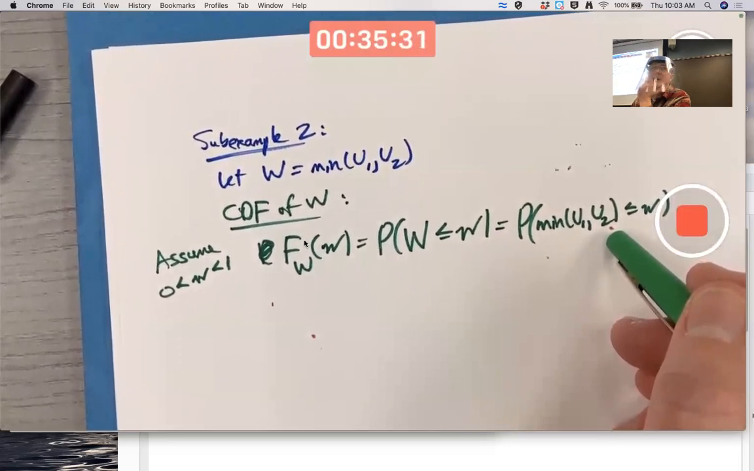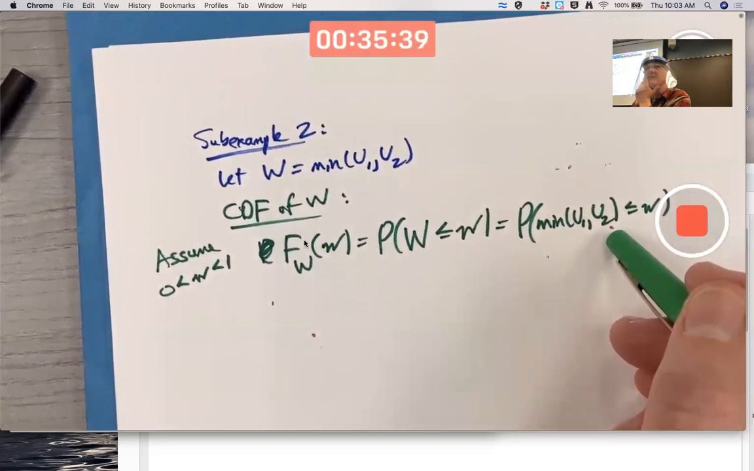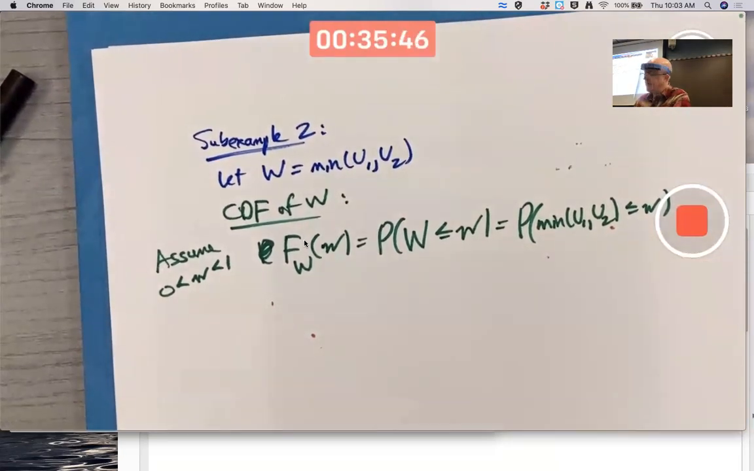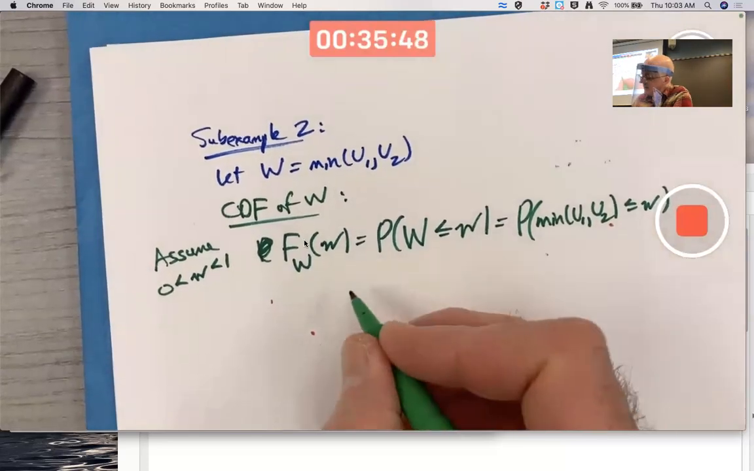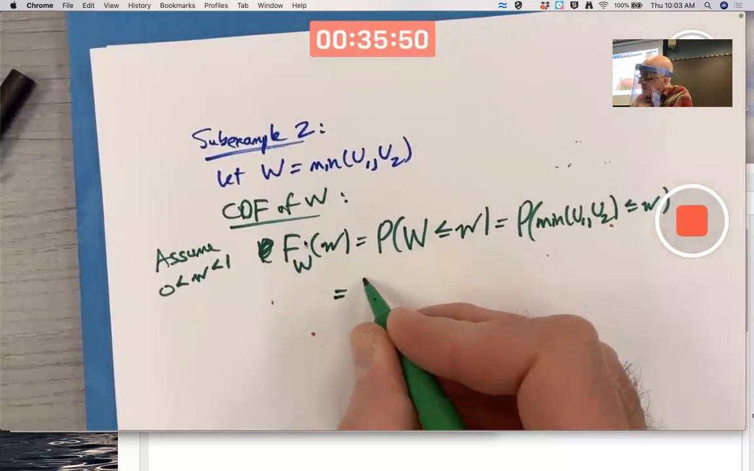So that's equivalent to a union. Does that mean I need the addition rule? We could try it that way, I think. Yeah, okay, that's one way to do it. I was thinking of a different way initially, but that's one way to do it. Do the addition rule.